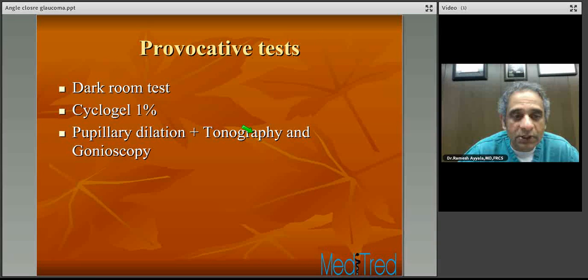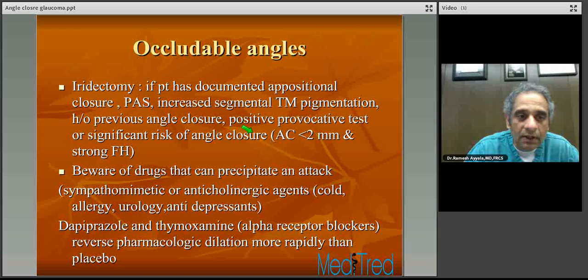With cyclogel 1% to dilate the pupil, once the pupil is mid-dilated, you want to repeat the intraocular pressure check and the gonioscopy. And if the pressure readings are greater than 8 millimeters from baseline, then the test is considered to be positive. So if you have an occludable angle and you do the provocative test, then prophylactic treatment is indicated if you think that the patient is at risk of developing acute angle closure glaucoma.